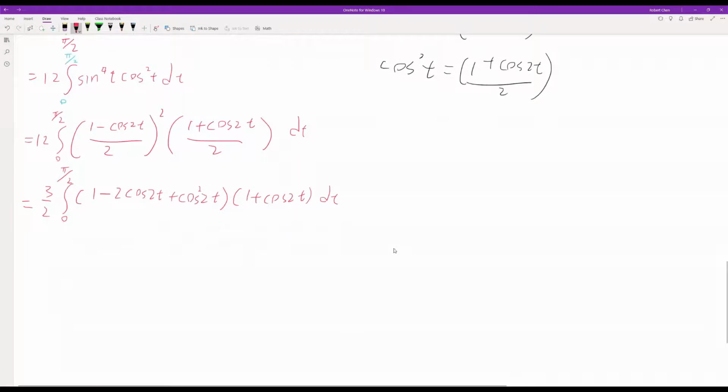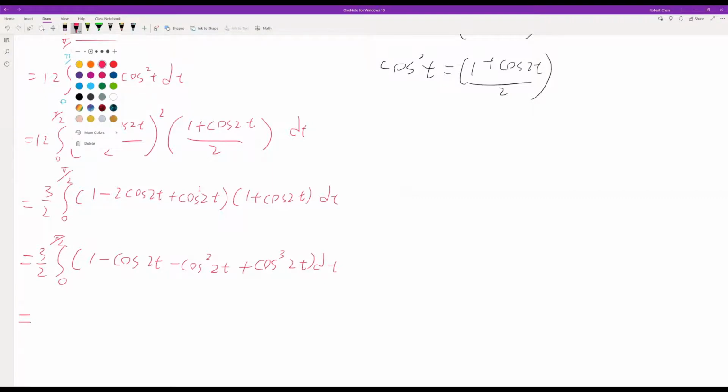All right, and then multiply it out. We'll get 1 minus cosine 2t minus cosine 2t squared plus cosine cubed 2t. Now from this point on, to integrate it, the first two terms are pretty straightforward. The third term and the fourth term will require some trig integration techniques from chapter 8, which I'm pretty sure you guys are still pretty familiar with.